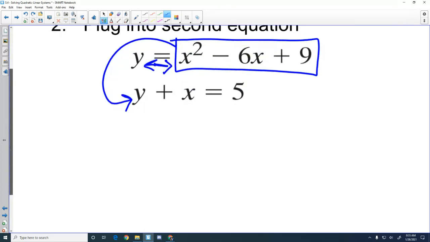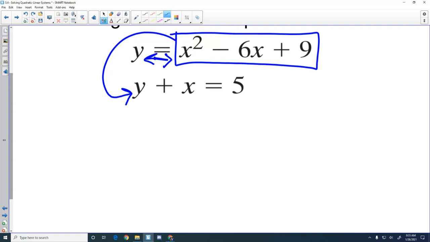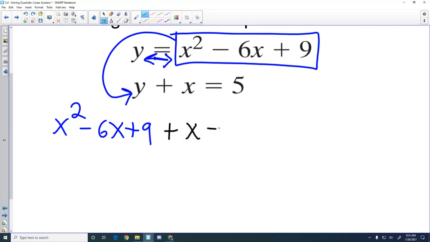So instead of writing y plus x equals 5, I'm going to write what y is equal to. I'm replacing that y with this x squared minus 6x plus 9. So that was just the y. But after the y, remember, this is the second equation, I have this plus x equals 5. You can see that all of this is just that y variable. I simply took out the y and wrote in what the y is equal to, x squared minus 6x plus 9.